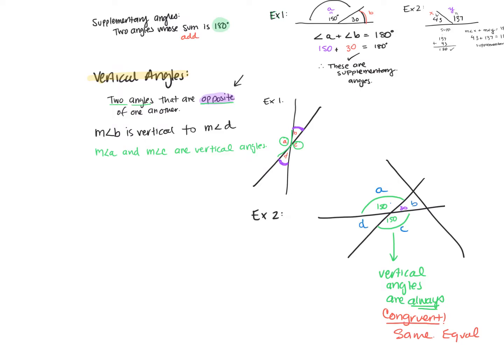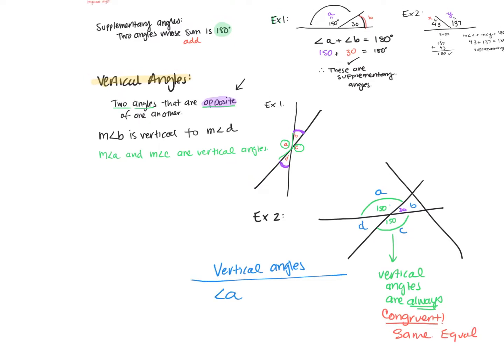So can you find all the vertical angles that you can see that are congruent? So all the angles opposite of each other. So let's, here, vertical angles. What are the vertical angles that you see? Angle A, so you don't have to put an M, you could just say angle A, and angle C, angle D, and angle B.